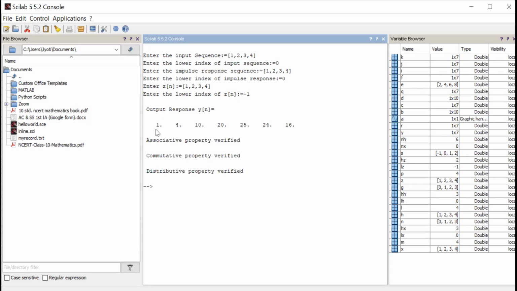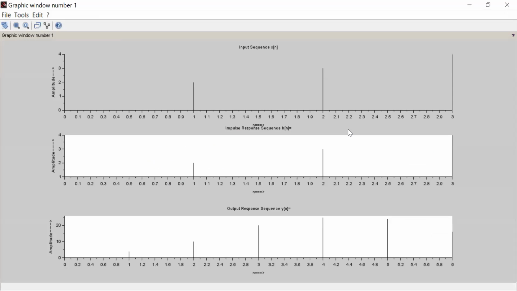See. Okay, convolution 1, 4, 10, 20, 25, 24 and 16. Since all the properties are verified, associative property verified, commutative property verified, distributive property verified, then you'll get the graph for this. Okay, this is the output graph for this. Okay, we have drawn 3 graphs. Input sequence x of n, this one, it will start at 0. Okay, starting position is 0 here because they are giving the lower index as 0.